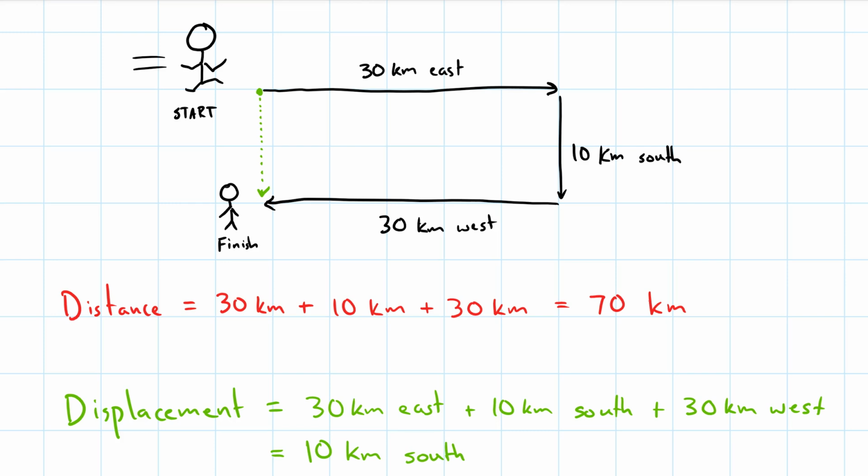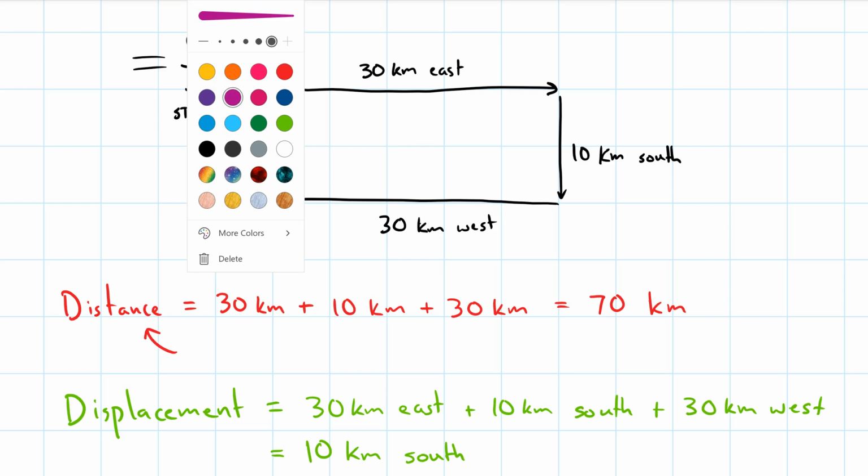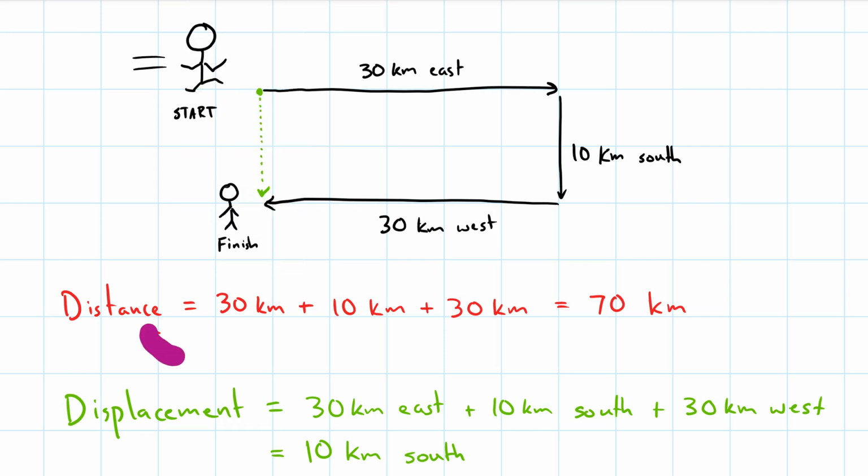So how are these two things different? Why do they give us different answers? We can look at what they mean. For the distance, we just added up all of those little paths, right? So everything in between actually mattered. So for distance, we know that, let's go purple. For distance, you just add up the total path length, the total path traveled.